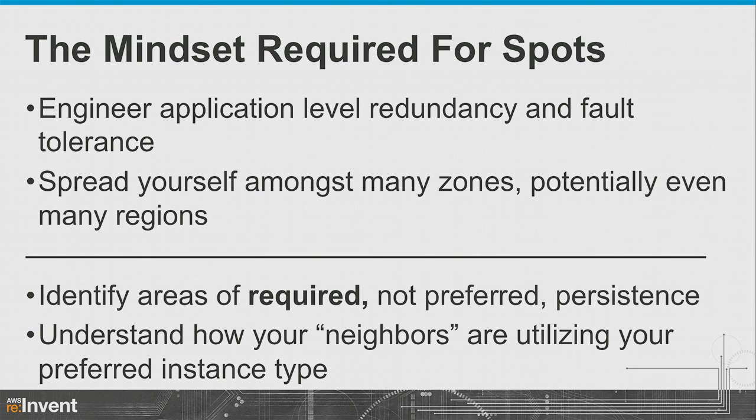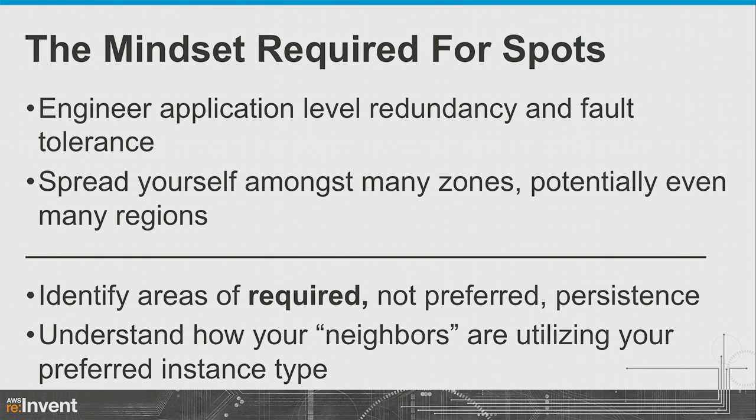How does the traffic get distributed when those instances go away? So one of the strategies is that you should spread yourself amongst many zones and potentially amongst many regions, right? That is something that we at Tapjoy do. We are actually operating in multiple regions. So what else do you need to do?